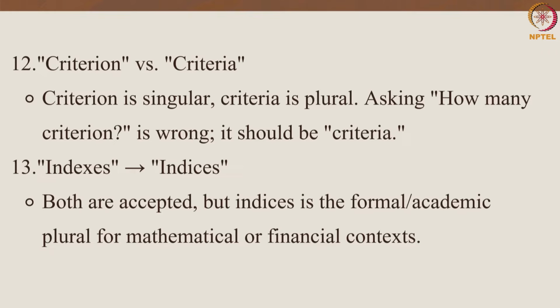Number 12, criterion and criteria. So, criterion is singular. Phenomenon likewise is singular. Phenomena is plural. Criteria is plural. So, how many criterion is wrong. It should be criteria if it's plural. And we have already talked about index. It should be indices. Both are acceptable, but indices is more formal, more academically accepted.